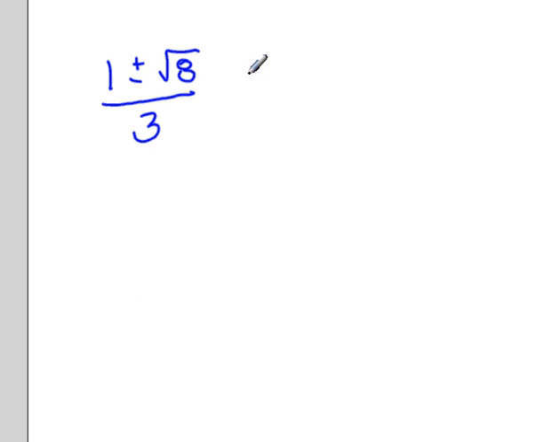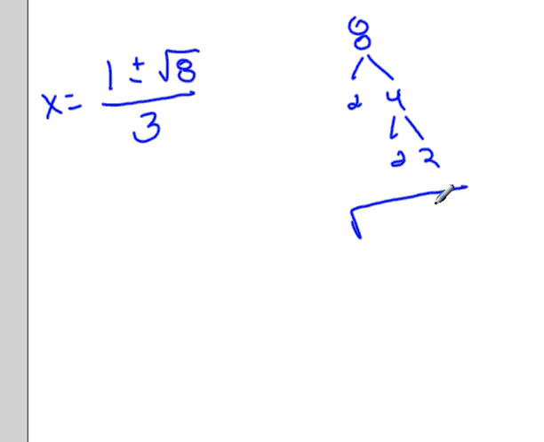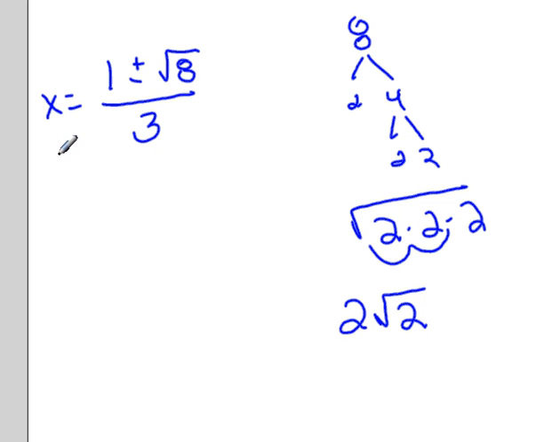Here's another example. If we were putting this in simplest radical form, you always look at the radical and see if you can reduce it. So 8 can reduce to 2 times 4, which is 2 times 2. So the square root of 8 is equivalent to 2 times 2 times 2. Remember, we're looking for pairs. So I've got one pair of 2s that I can pull out, and I'm left with a single 2 here.